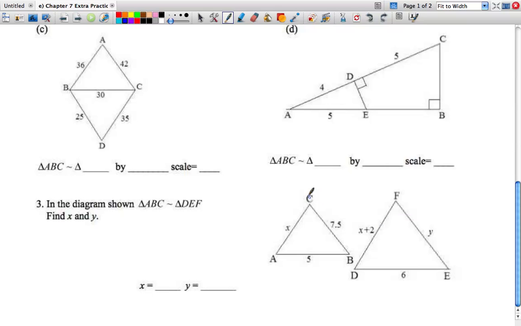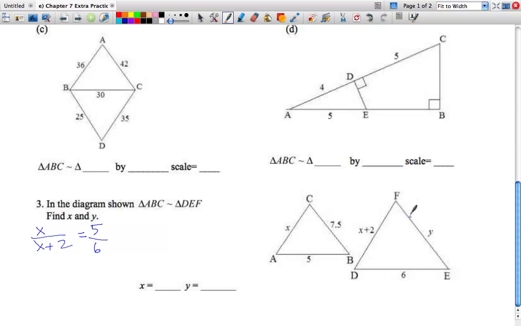Let's set up this one on number 3. You have triangle ABC similar to DEF. Find X and find Y. So if they're similar, that means your sides are proportional, which would mean that AC is to FD as, let's find some numbers, AB and DE, 5 to 6. So you would solve that.